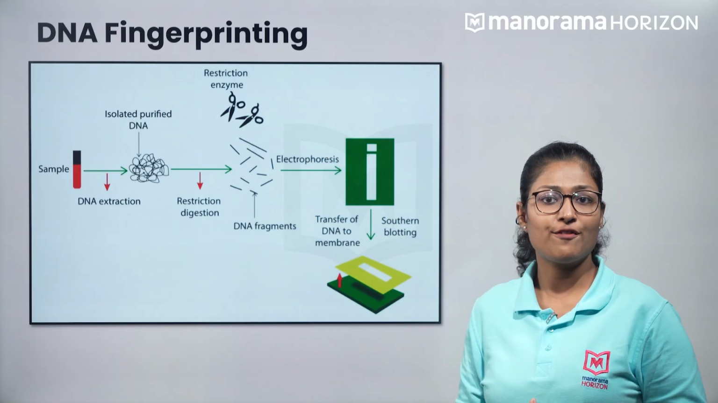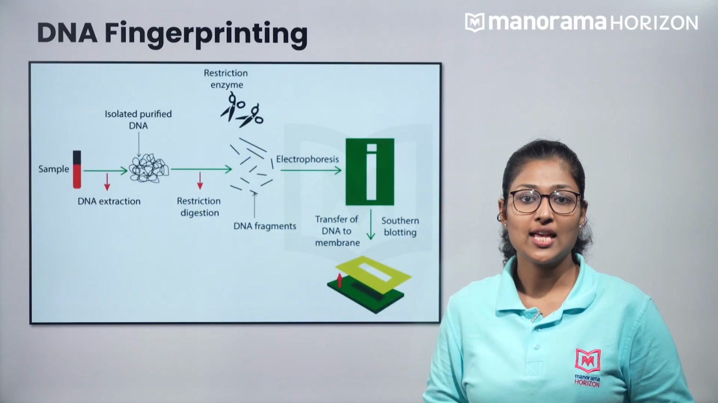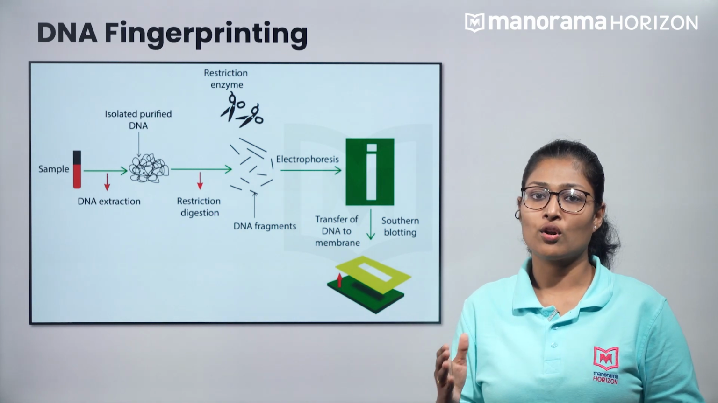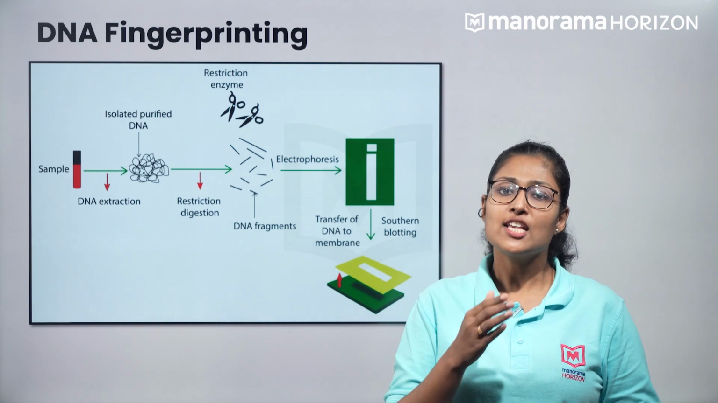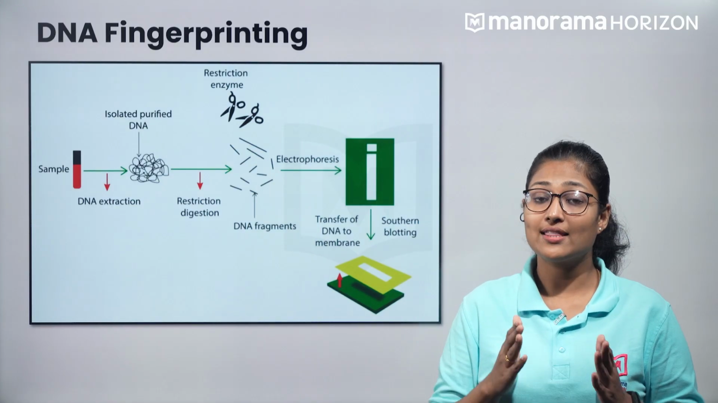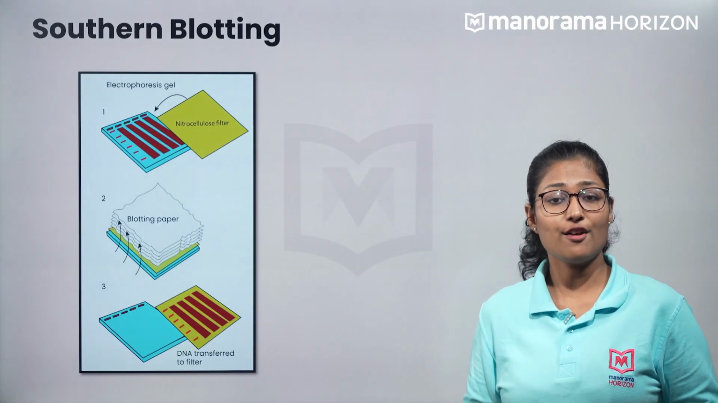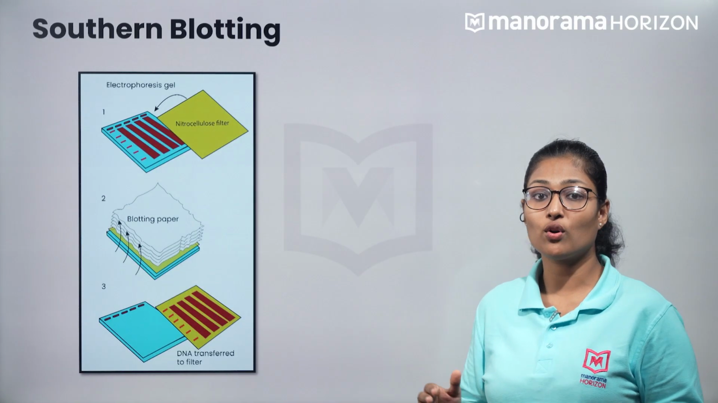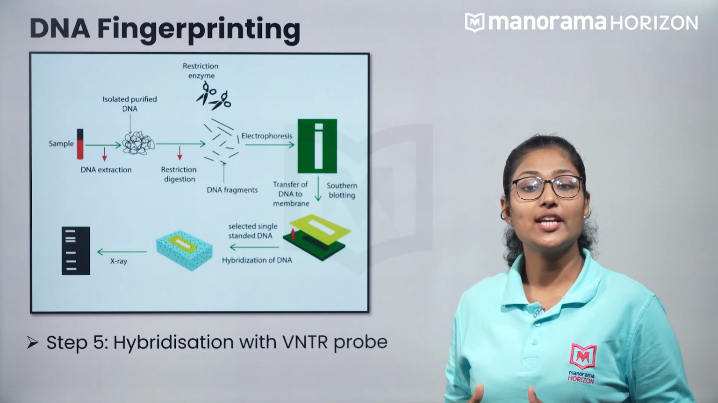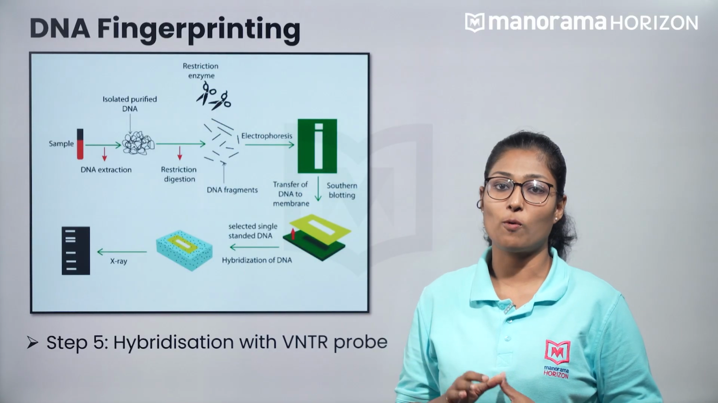The separated DNA fragments are then transferred to a DNA binding filter or a membrane, and these membranes are composed of nitrocellulose or nylon and bind to the DNA fragments so that they are positioned in the same location as they were in the gel. And this process is called Southern blotting. Here, the DNA fragments on the gel are transferred onto the yellow colored filter. The membrane with the DNA fragments is then incubated with a radio-labeled VNTR probe.